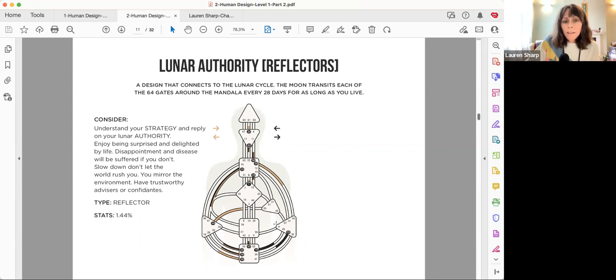And then the reflector gets to feel how they feel. And I say feel, but they get to experience it through their whole beingness over that month. So it's like having a long emotional wave, and they get to work it out in themselves and see: am I surprised and delighted by this? Am I disappointed? Is there any physical suffering? Is there discomfort? You know, they mirror their environment. And they're like, okay, this is what I need to do.